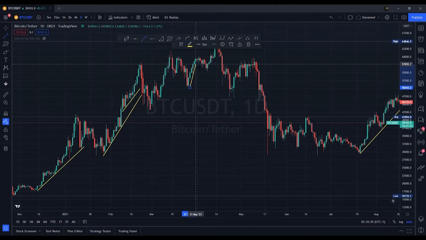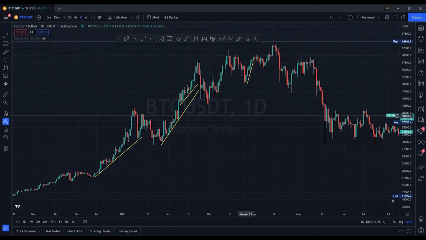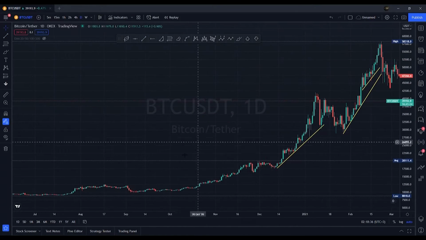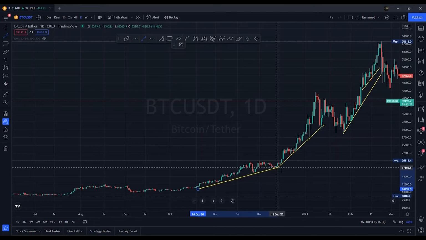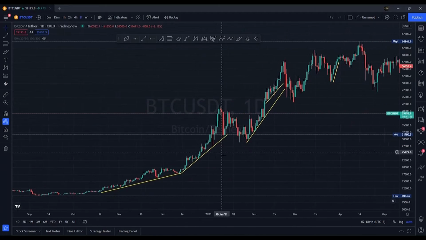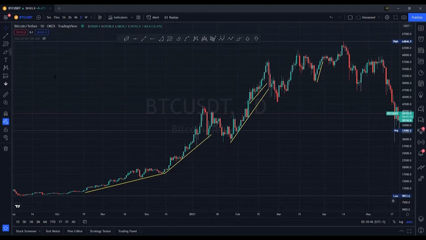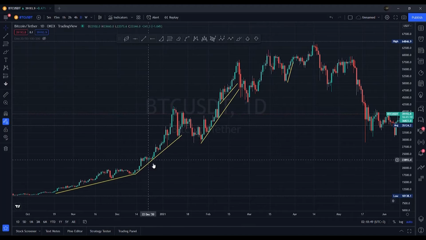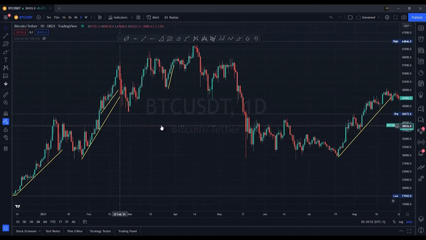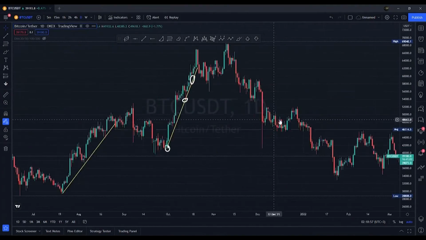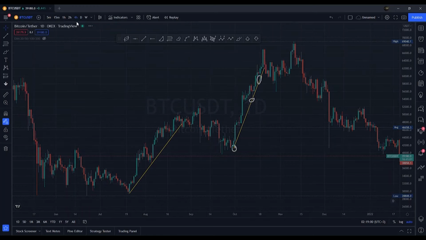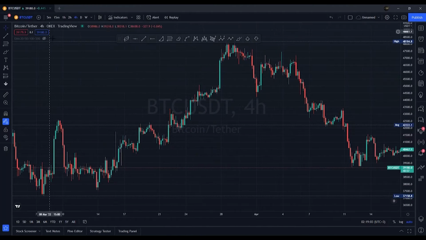Okay, this is another uptrend connecting the lower swings of the chart. This one also is another uptrend. Okay, this is how we draw an uptrend. We are going to connect the lower lows of the candles or lower lows of the chart, and we are going to use a different time frame.